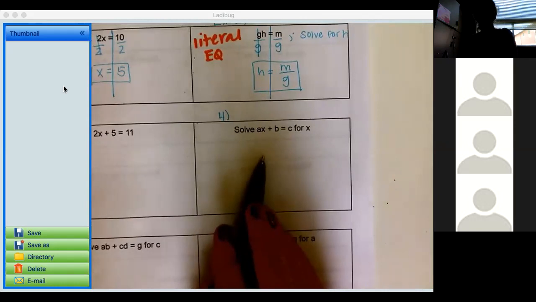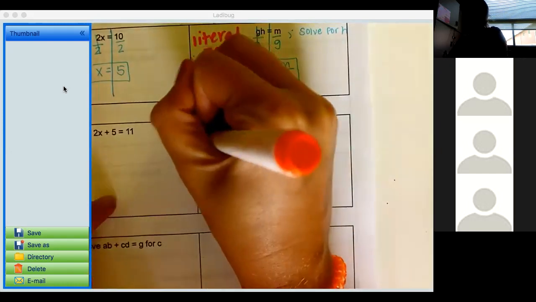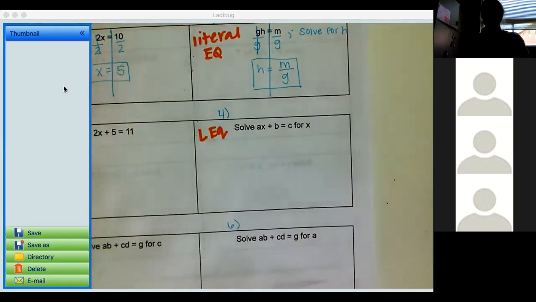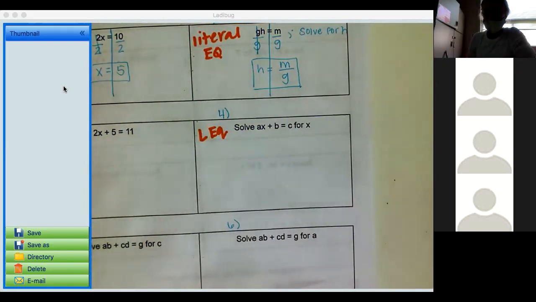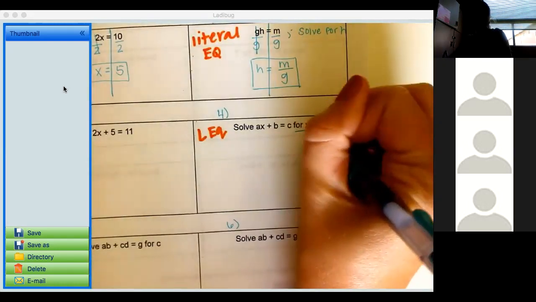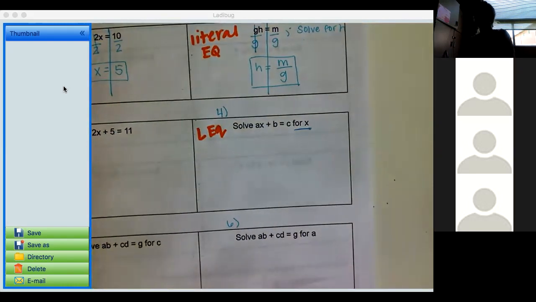Is 4 literal? Yeah. Why? They got more than one variable. There we go. So are y'all okay if I call this LEQ, literal equation? Okay. So 4 is literal. Now, they want us to solve for what? There we go. What's your very first step?